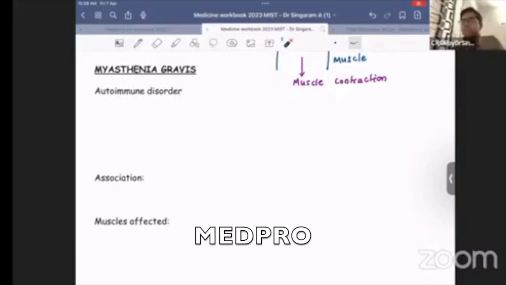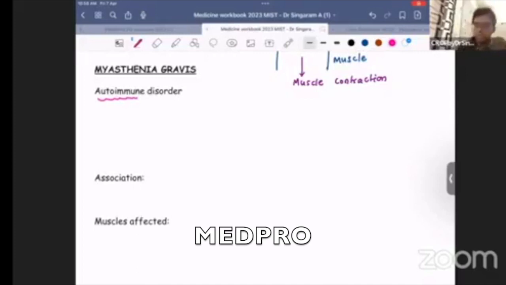I've already written that myasthenia gravis is an autoimmune disorder. Any idea what the autoimmune problem is here? I'm waiting for an answer. Can anybody tell me what the autoimmune problem is here? Very good, very good. That's the answer.